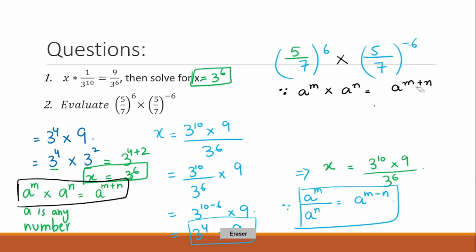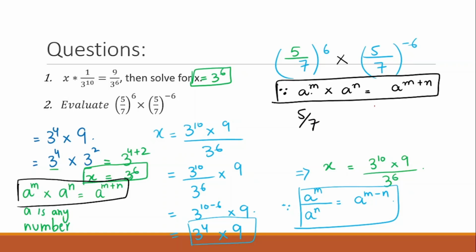This thing. So in this case, if you see (5/7) to the power 6 multiplied by (5/7) to the power negative 6. So this 5 over 7, if you compare it with the product rule, is basically a, okay? Let's just apply this rule, a to the power m multiplied by a to the power n, okay? So a is 5 over 7.